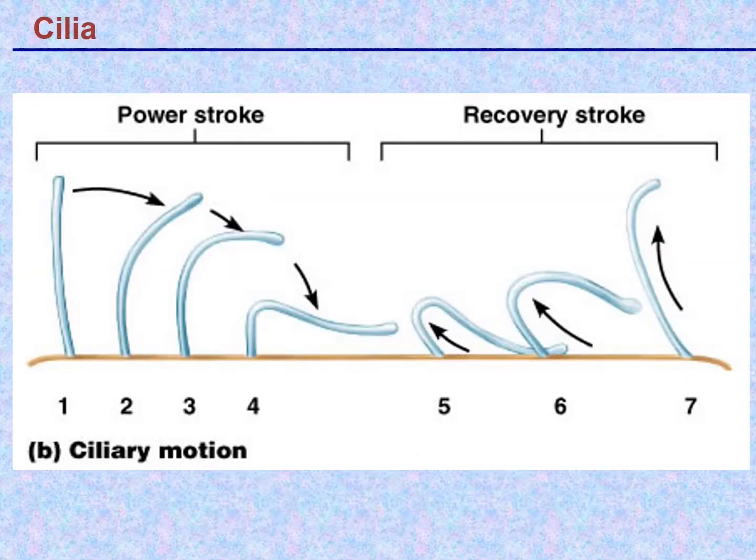Here you see the action of the cilia. Starting at 1, it beats forward to the right in 2, 3, and 4, and then slowly comes back in 5, 6, and 7. So always beating in one direction.